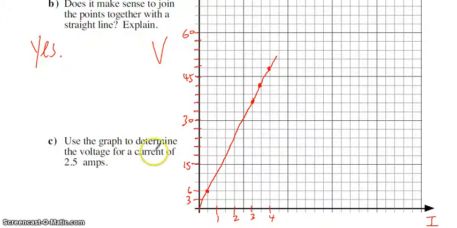Use the graph to determine the voltage. So this is called interpolation, right? For 2.5 amps, 2.5 amps is here. 2.5 amps is 30 volts.